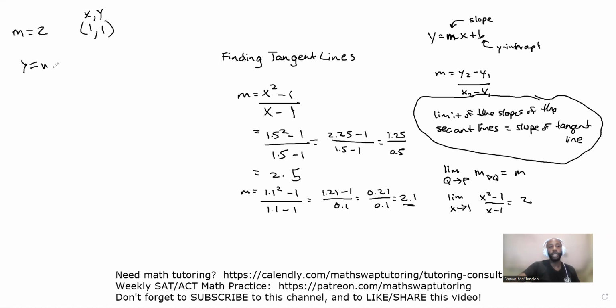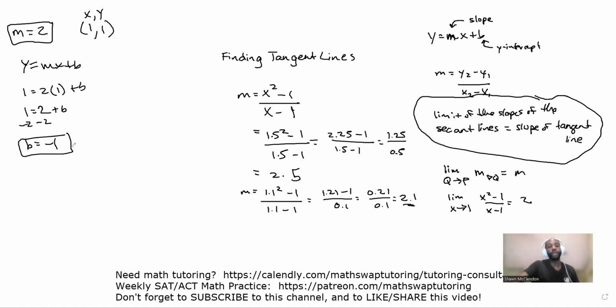So y equals mx plus b. That's 1 equals 2 times 1 plus b. 1 equals 2 plus b. I need to stop writing so quickly. Subtract 2 from both sides, so b is equal to -1. Now you have your b and your m, and you have the slope-intercept form of your line: y equals 2x minus 1. That's the equation for your tangent line.